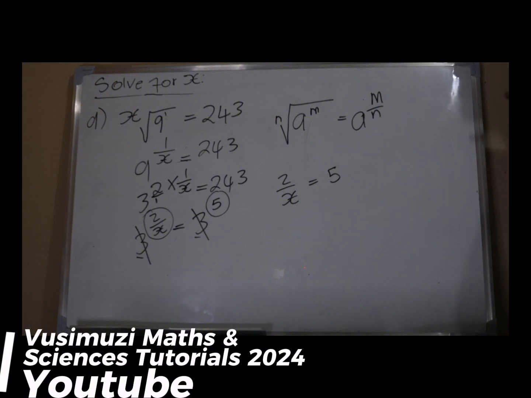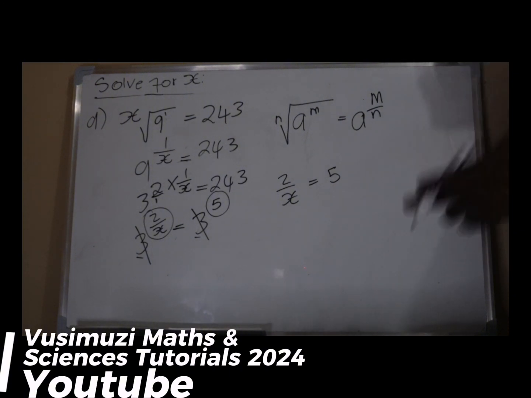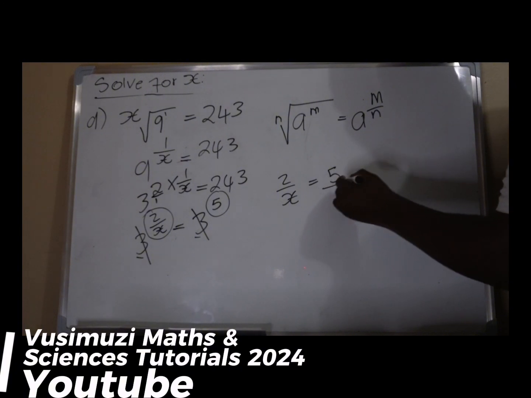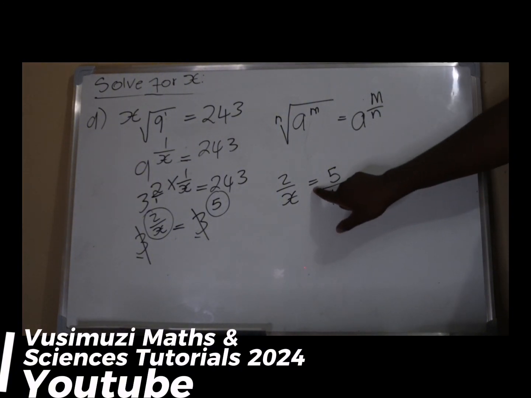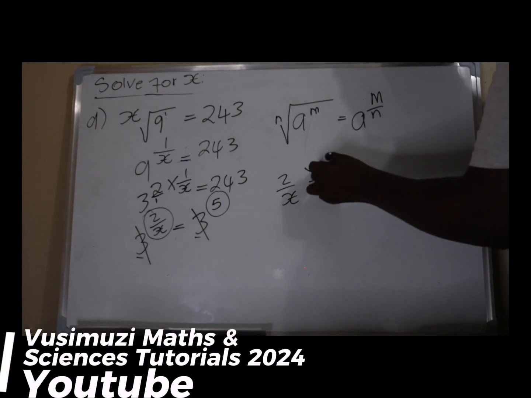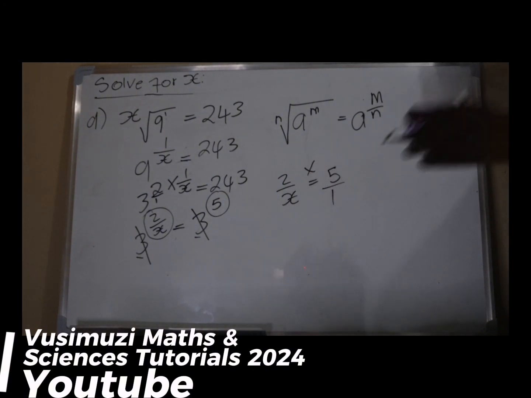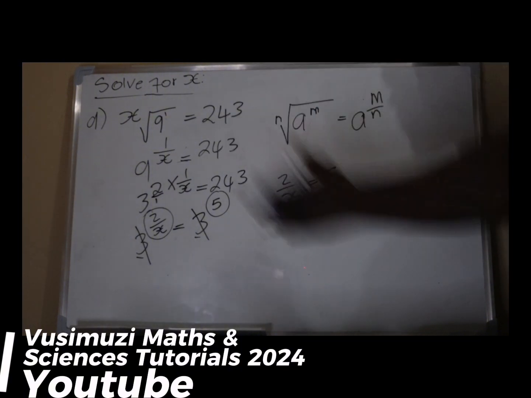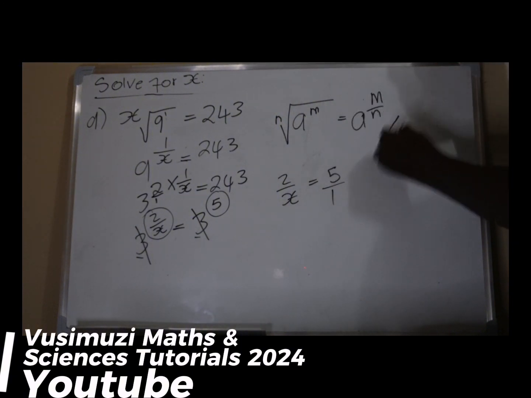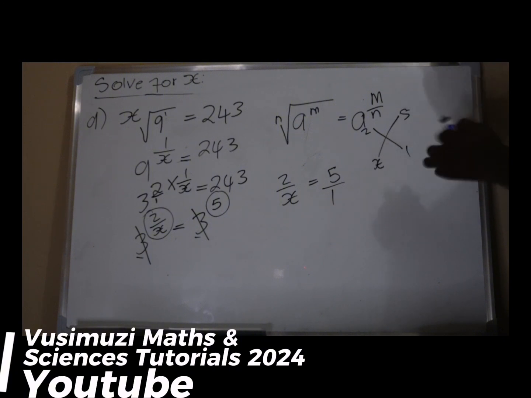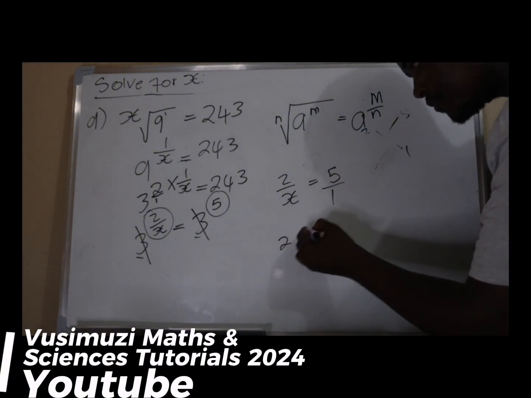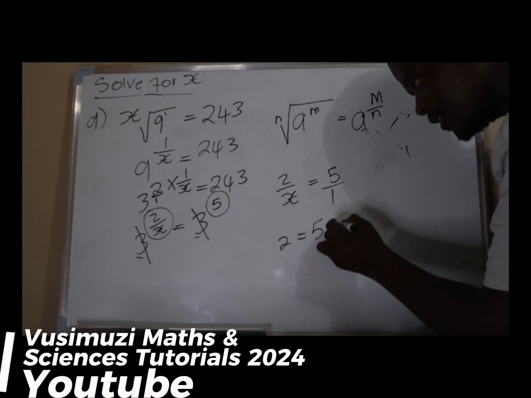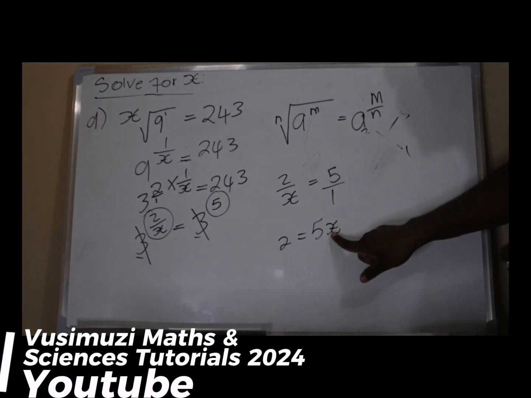Now, x, as we have a fraction here, how do you break down a fraction? If you've got an equal sign in between, you cross multiply. For you to break down a fraction, you cross multiply. 2 times 1, x times 5, and you cross multiply. I hope I'm clear. 2 times 1 is 2, x times 5 is 5x. Now I solve for x.